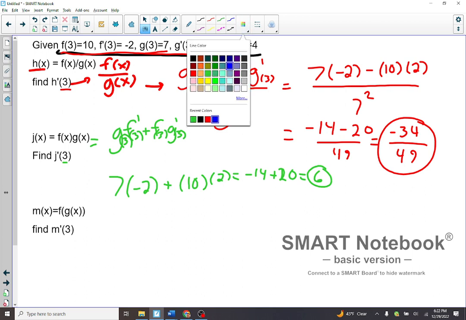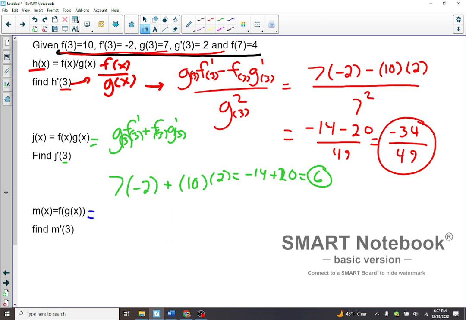In this one, it is m of x equals f of g of x. So it's a chain rule. Remember, chain rule is the outside times, with the inside being intact, times the derivative of the inside.